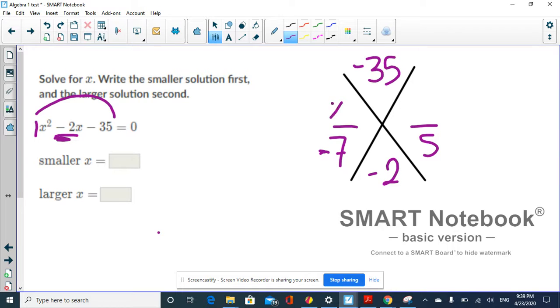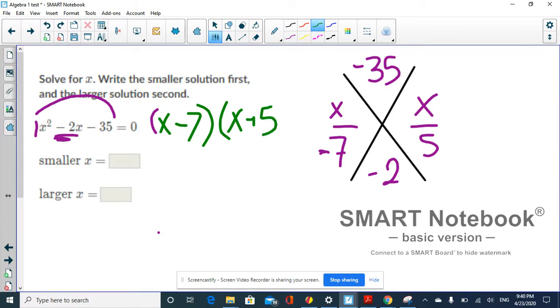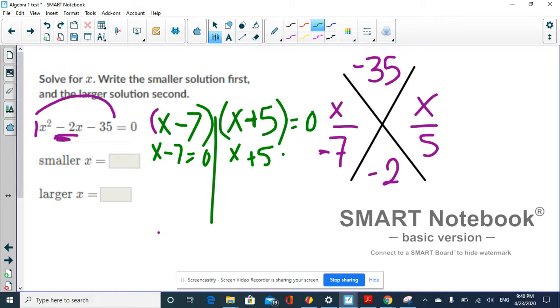The variable here is x. Now, what are the two factors? The first is x, and this is negative 7, so we write it as x minus 7. The second, x plus 5 equals 0. Divide your page into two parts. x minus 7 equals 0, or x plus 5 equals 0. Okay? Solve for x means keep x alone on one side.